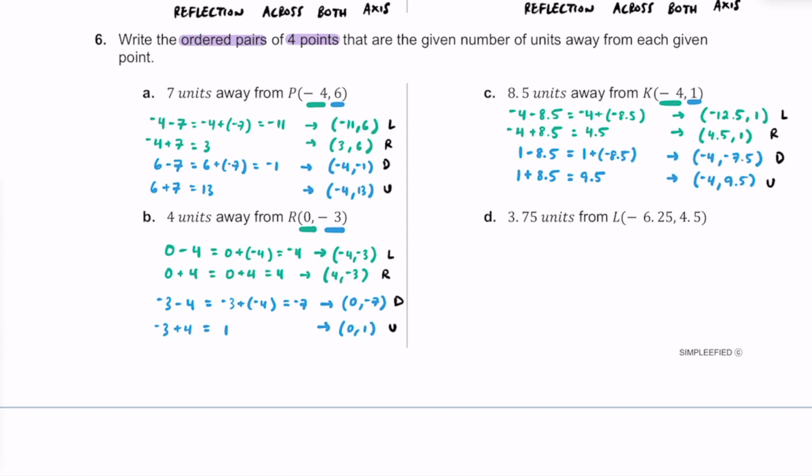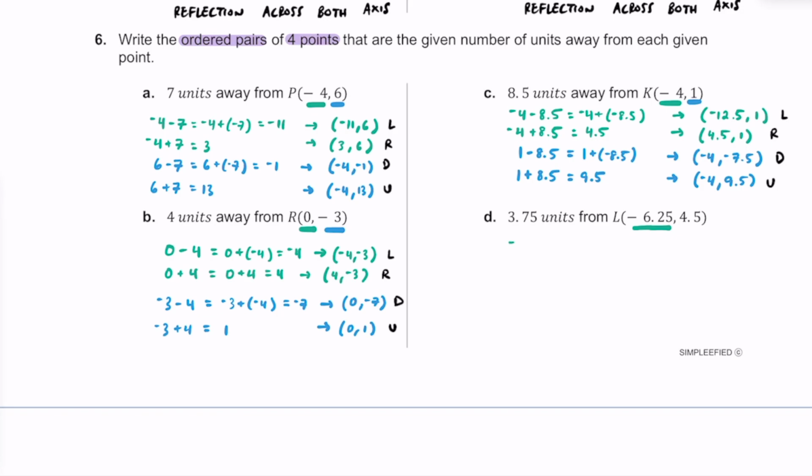All right, one final example similar to these, we have 3.75 units away from L, which is at negative 6.25, 4.5. So we've got some more decimals here, but the concept remains the same. So let's start with left and right here. So let's go ahead and take a look at the x coordinate. This is left and right. Let's go to the left first.